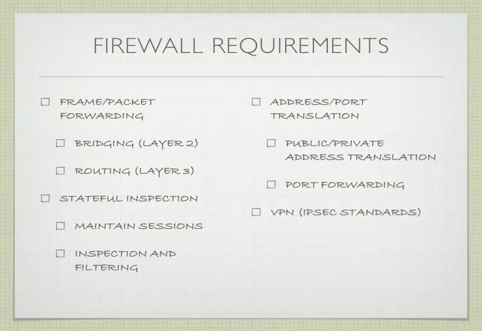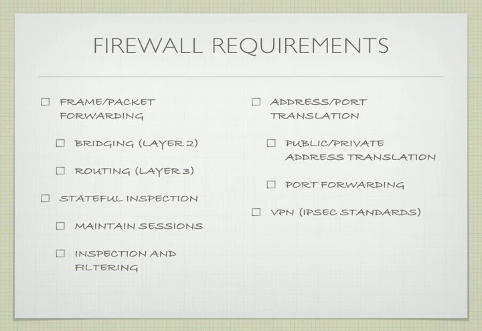Then the fourth major category that firewalls have to provide in general are VPN, standardized under the IPsec rules. These allow point-to-point tunnel connections to be created between two devices that are a private connection but are transferred over the public internet network. So these are the four major conceptual areas that a firewall has to provide in order to be a firewall.